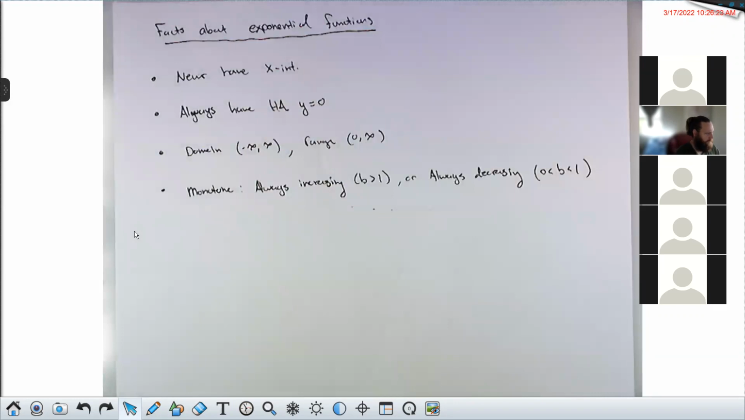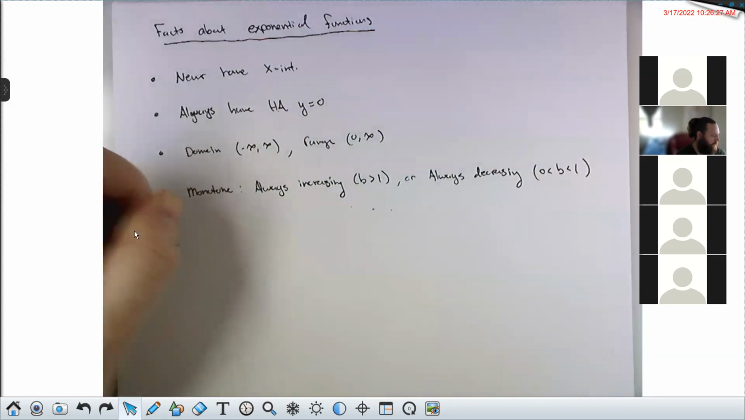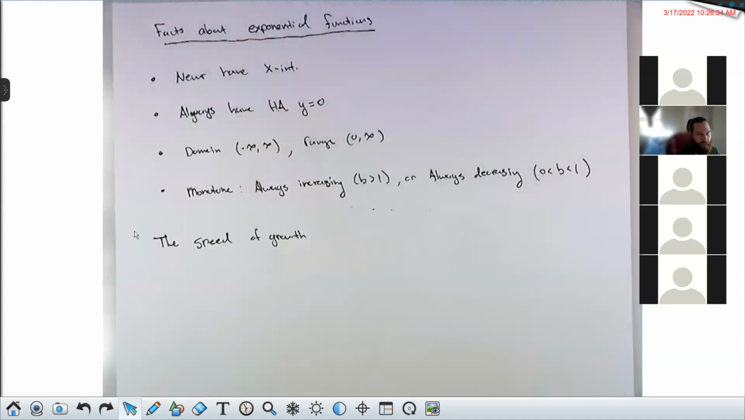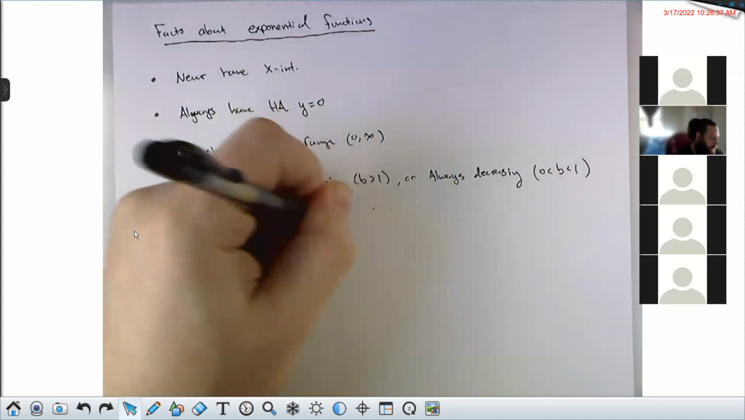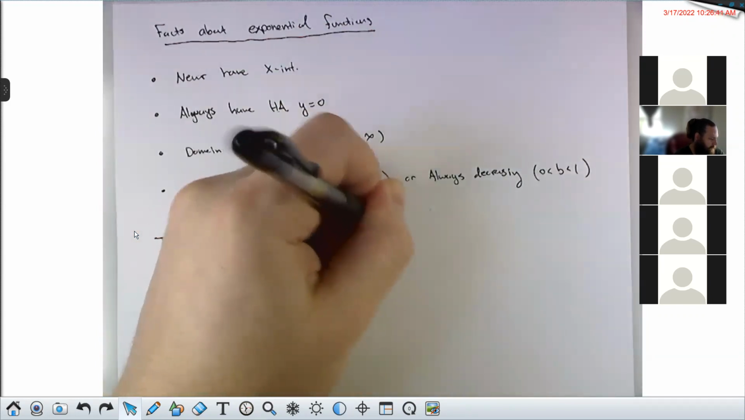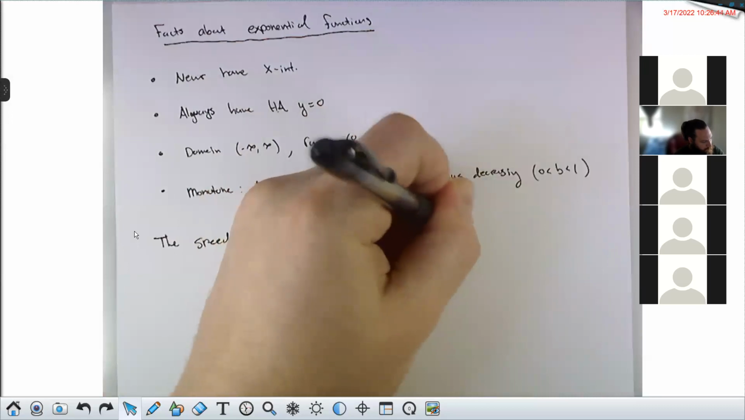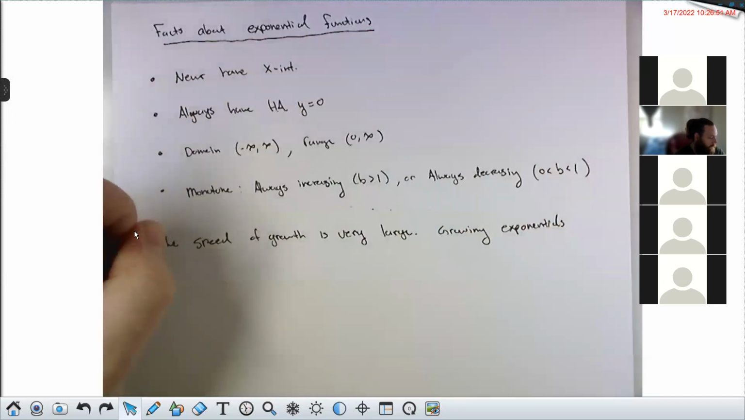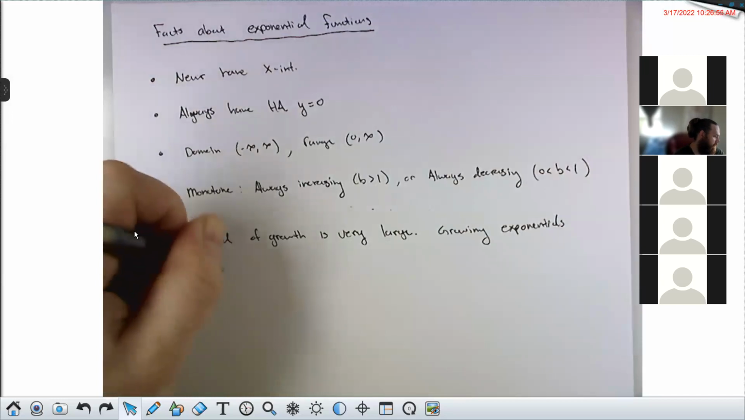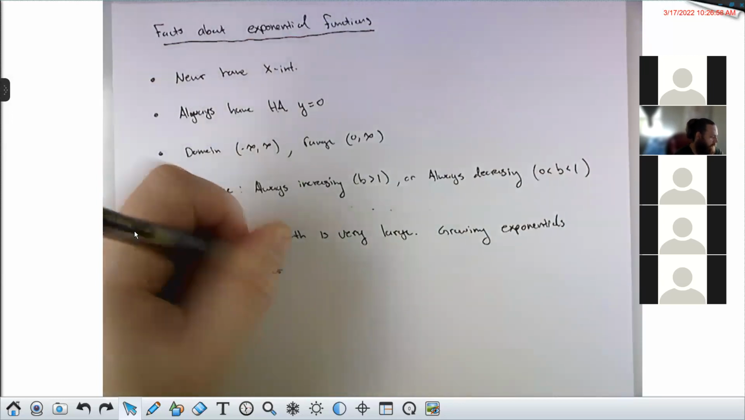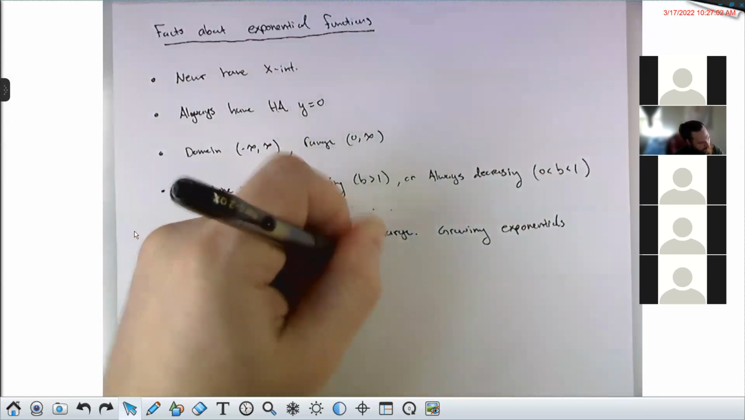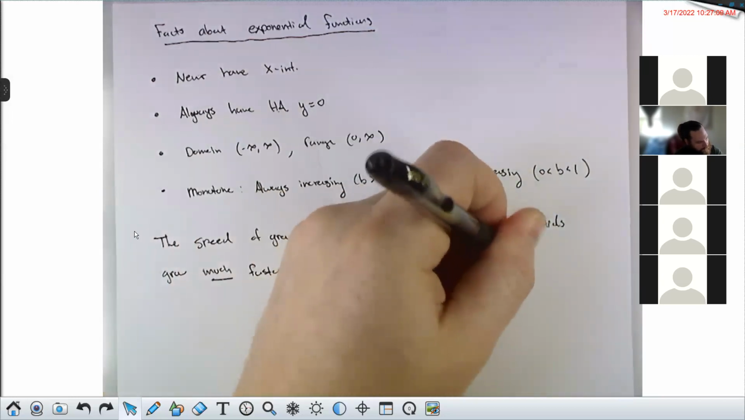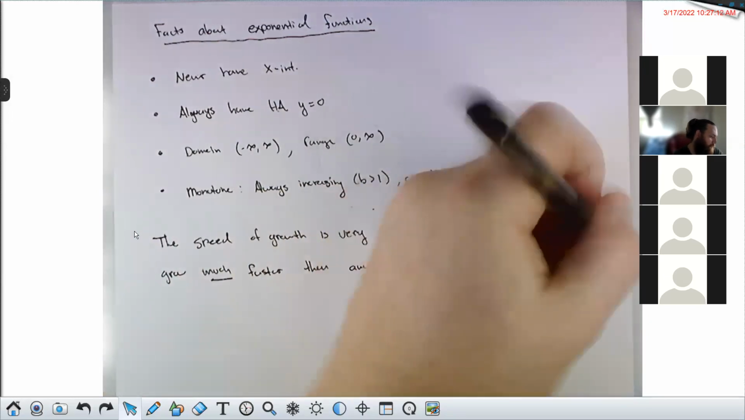One of the things that we like to emphasize is that for exponential functions, their rate of change is very large. Growing exponentials grow much faster than any polynomial or linear function or power function.